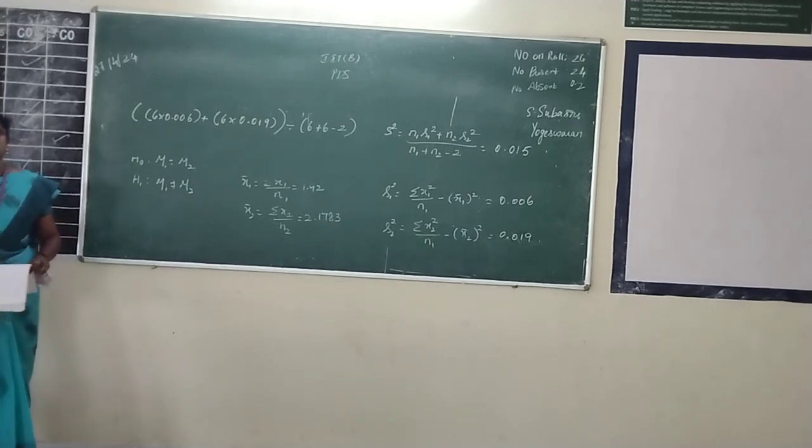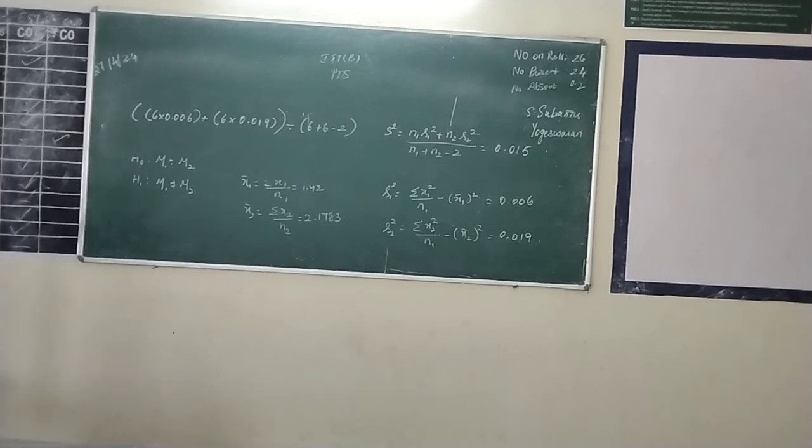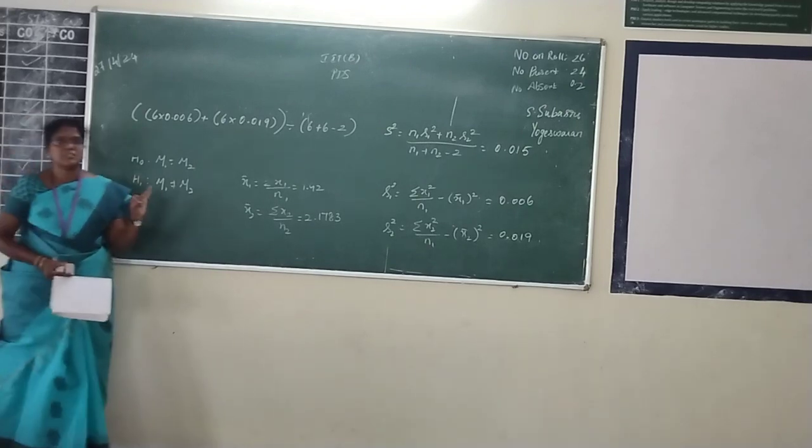Okay, what should be your next step? Calculate the test statistic T. For that, you have all the data. Substitute and find the T value. What is the next step? Level of significance and degrees of freedom.